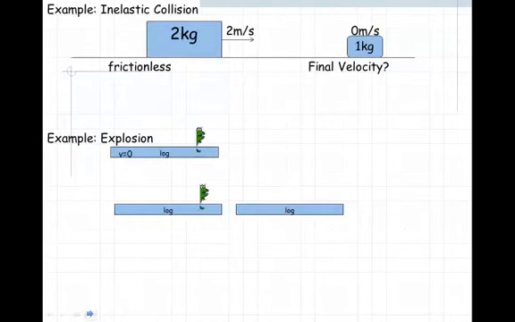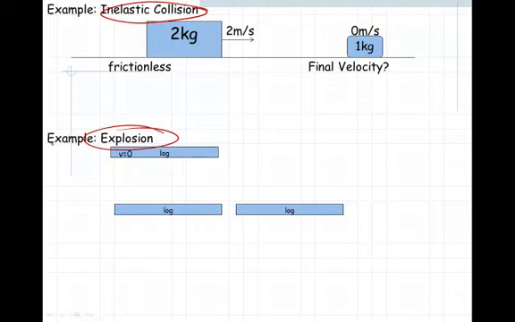And these examples, this inelastic collision, we will complete in class along with this explosion collision.